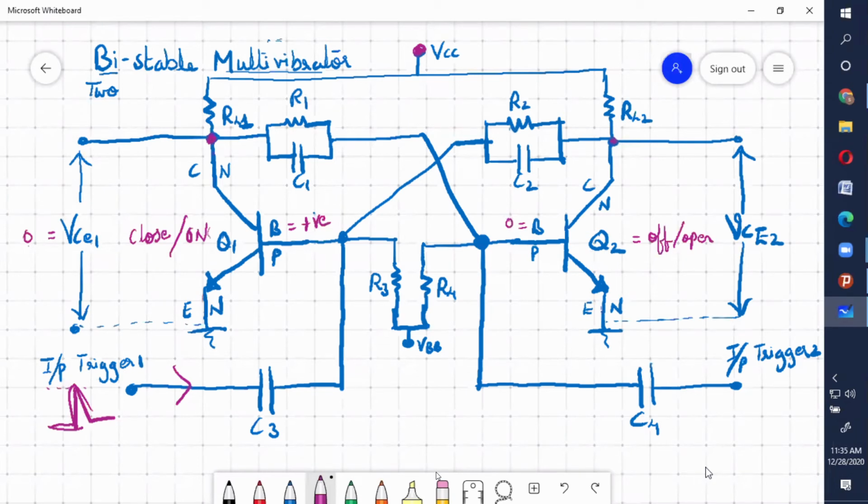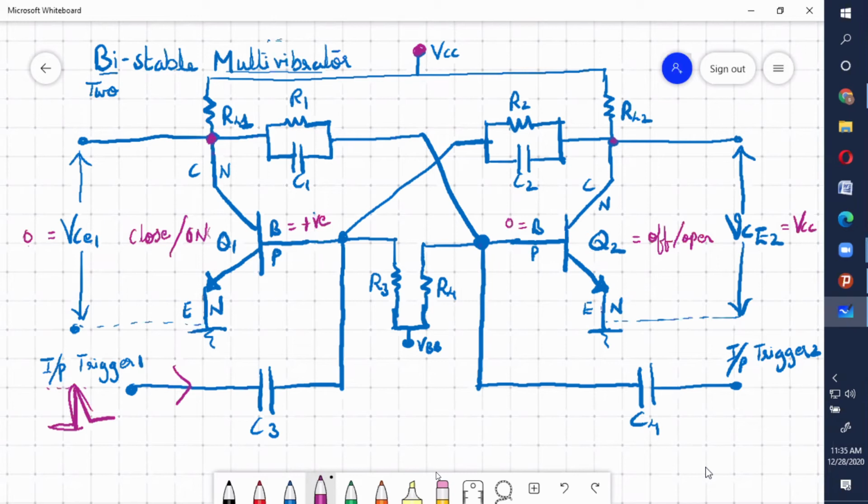Then this collector is receiving what value now? From here, what value will you receive? That will be your VCE2. What is that value? VCC.